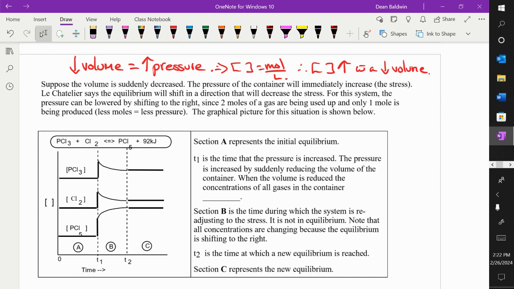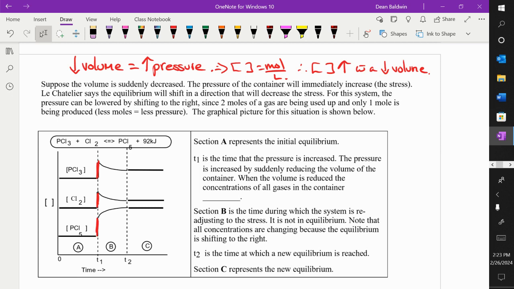Okay, so we have the system at equilibrium. So everything's happy and fine. We shrink the volume of it. When you shrink the volume, you change the concentrations. Everything will spike. That's how you know it's a change in pressure, because all the concentrations spike, because we've shrunk the volume. So the spike here is a dead giveaway that you've changed the pressure or the volume.